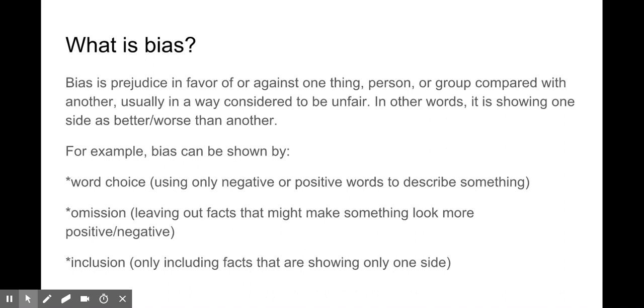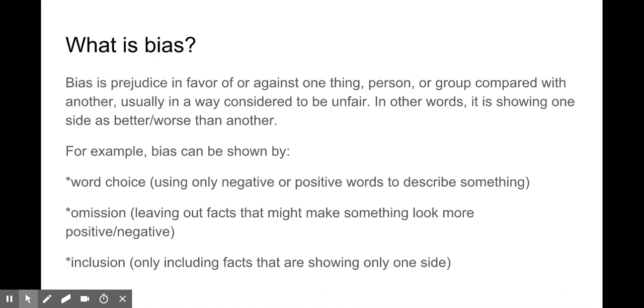Okay, bias can be shown in many different ways. For example, it can be shown by word choice. Maybe in my documentary about lemurs, I choose to really only use positive words. And when a lemur is sleeping, I might call it adorable instead of lazy, right? Adorable is positive, lazy is negative. So word choice can show bias.